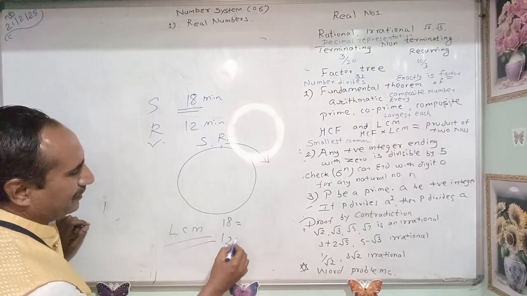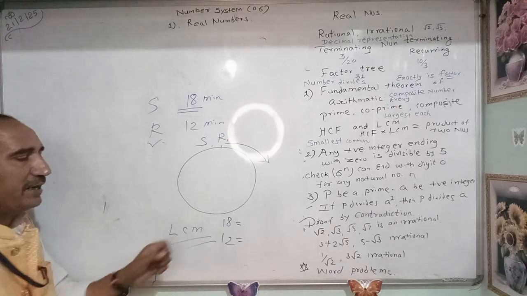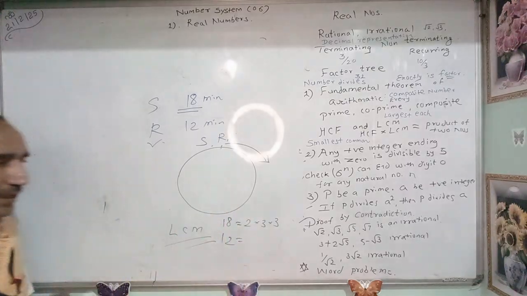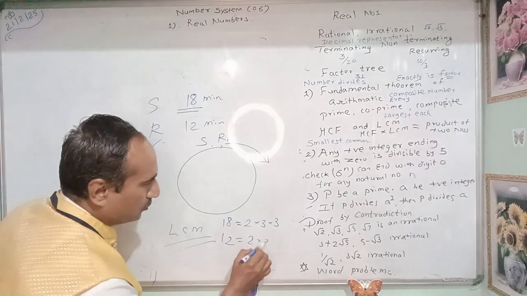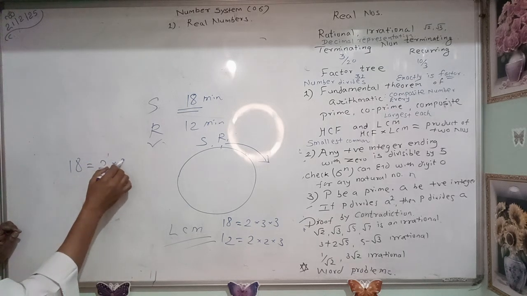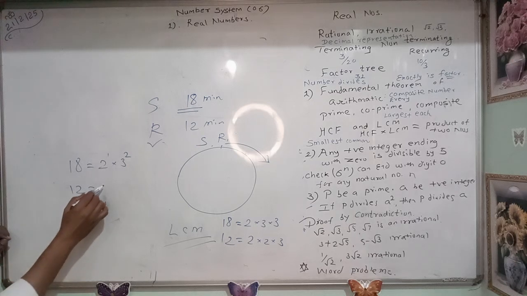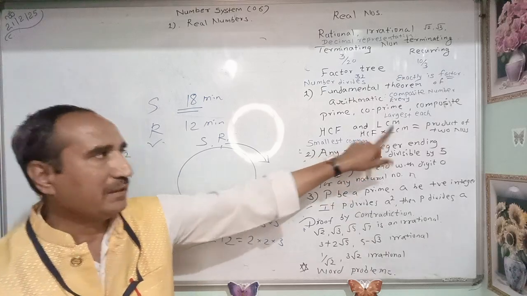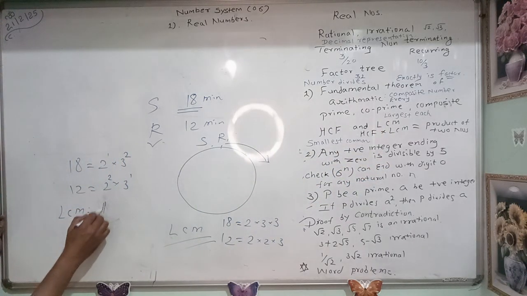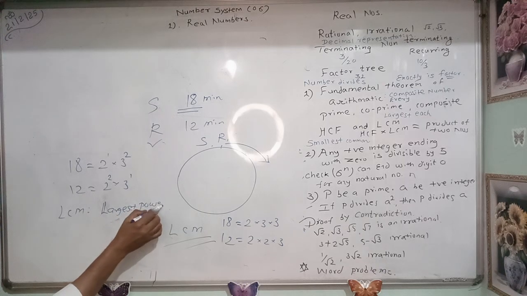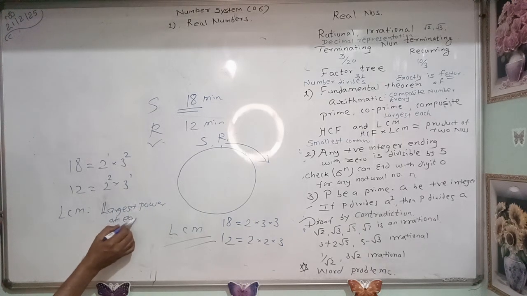Again, we'll take the example. What is the LCM and HCF? First, we have to find the prime factors. 2 3s are 6, 6 3s are 18. Now 2 2s are 4, 4 3s are 12. So 18 in the form of 2 to the power 1 and 3 to the power 2, while 12 is 2 to the power 2 and 3 to the power 1. Now we have to find the LCM. So what is the shortcut for LCM? The shortcut for LCM is the largest power of each prime.